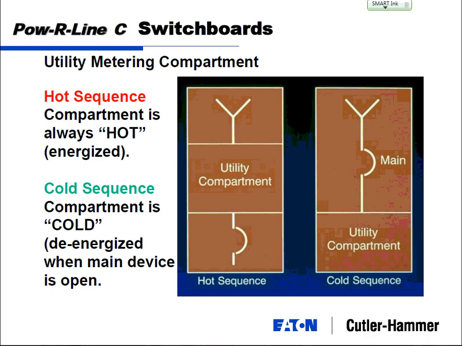You get two kinds of metering compartments. There's a hot sequence and a cold sequence. The hot sequence is when the compartment is always hot. In other words, you're bringing in your cables from the utility to your switchboard, then you've got the metering, and then your main breaker that feeds more switchboard structures or the rest of your building. This is how they do it here. Some folks do it cold sequence, which means if I open my main device, my utility compartment is dead.